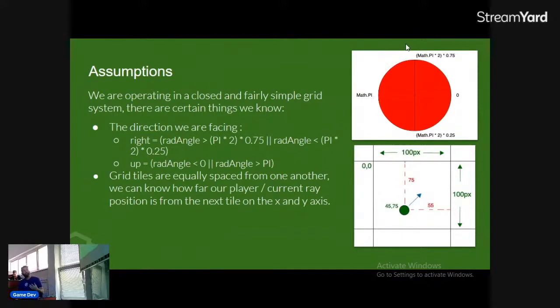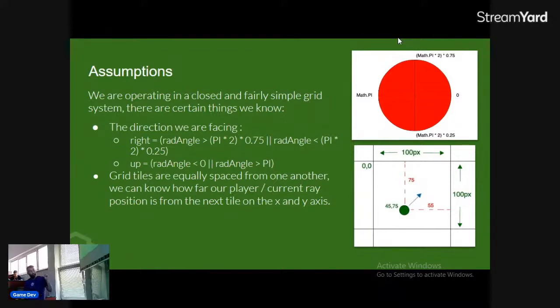And we can do this because there are two things that we know. First, we know what direction we are facing. Okay, we've got our circle. As we were talking about earlier, the circumference is 6.28 times the radius of the circle. We know that 0 is on the right, pi is on the left, and 2 pi is the entire circle. And that way we can know where we're facing. Okay, right is this, up is that. We know which way we're facing.